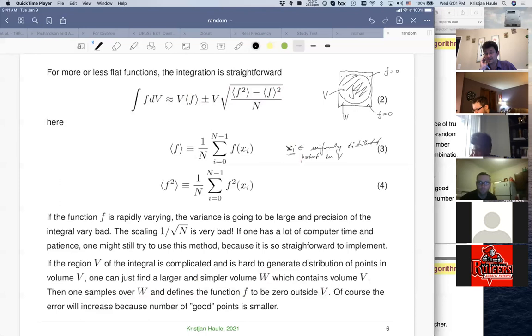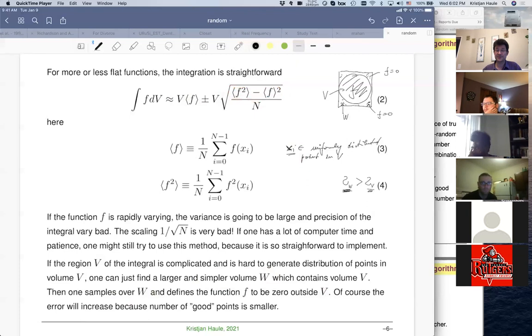Now the trouble is, of course, that the variance will increase, because the variance sigma on W is going to be bigger than sigma on V. That's the price that you pay. If the function f is non-zero, then we know that when you zero pad something, we're going to increase the variance of the function. But the hope is that the extra volume that we are adding is relatively small, so that it shouldn't affect the precision of the integral so much.